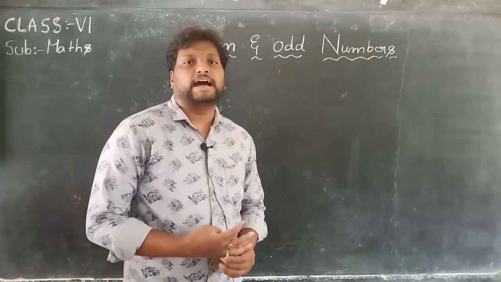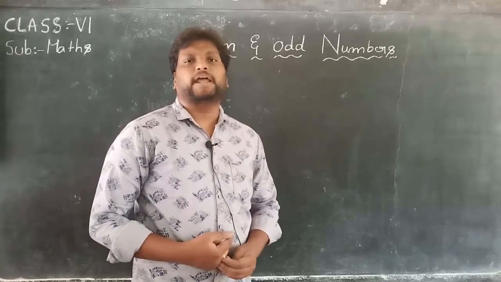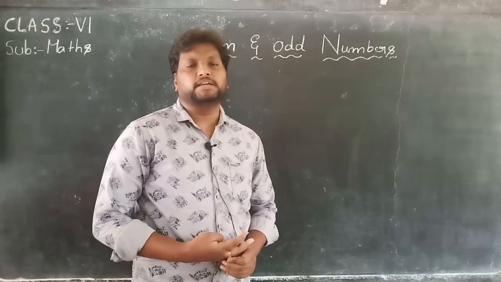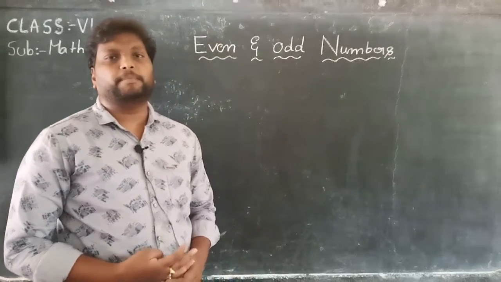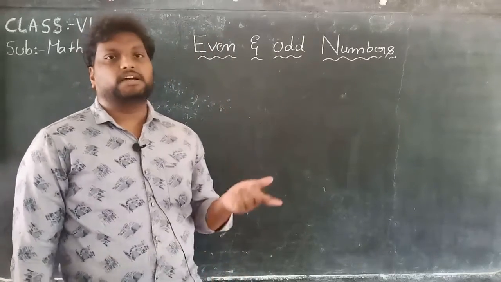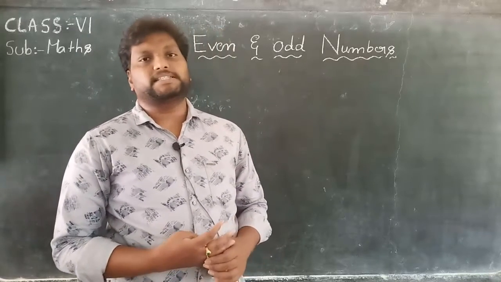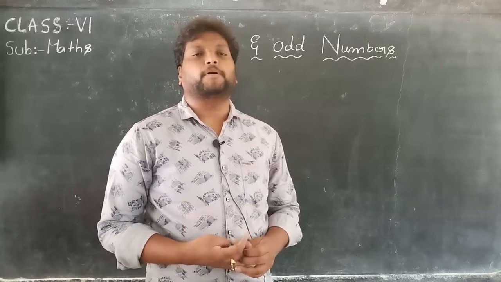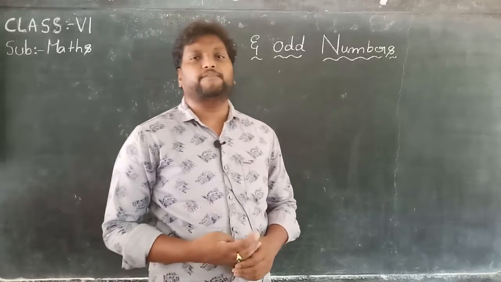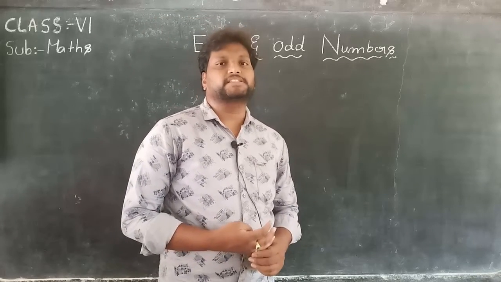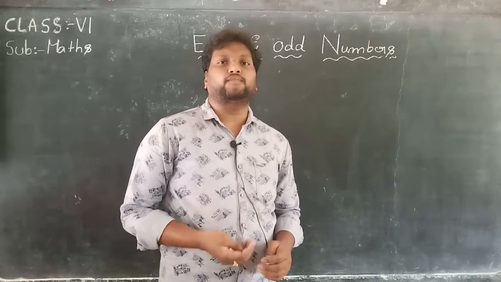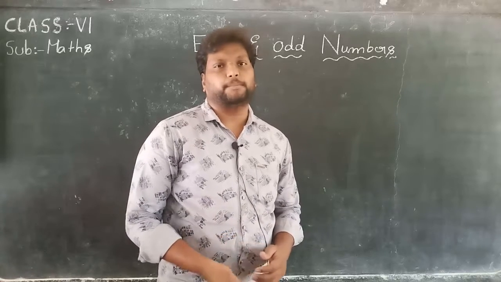Good morning students. Last class we discussed prime numbers and composite numbers: how to find a prime number and what a composite number is. Any number has some factors. A number having only two factors is called a prime number, and a number with more than two factors is called a composite number.